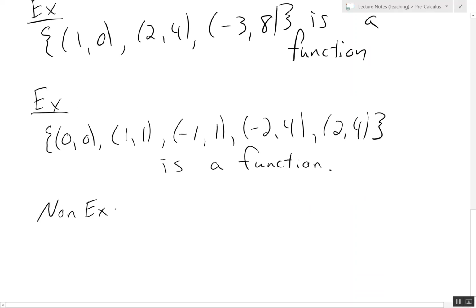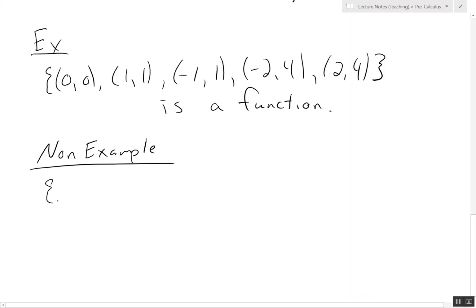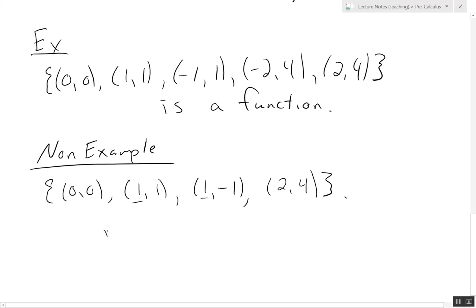So for this non-example, we better put some repetition in the first coordinate this time. So let's try again: (0, 0), but this time we'll have (1, 1), and we'll have (1, -1). And then we'll have (2, 4). And that's good enough. And because we have the repetition here and here, this is not a function.